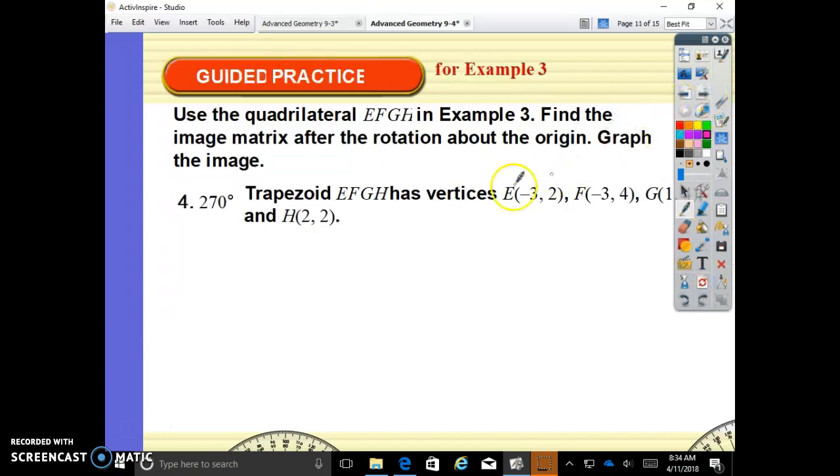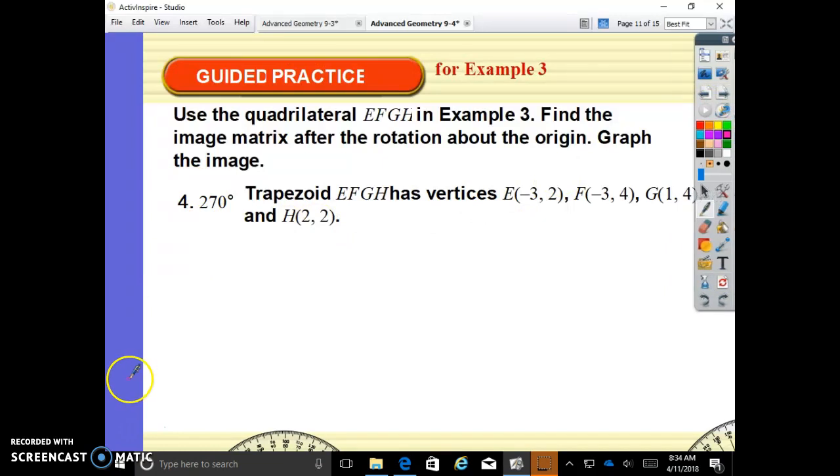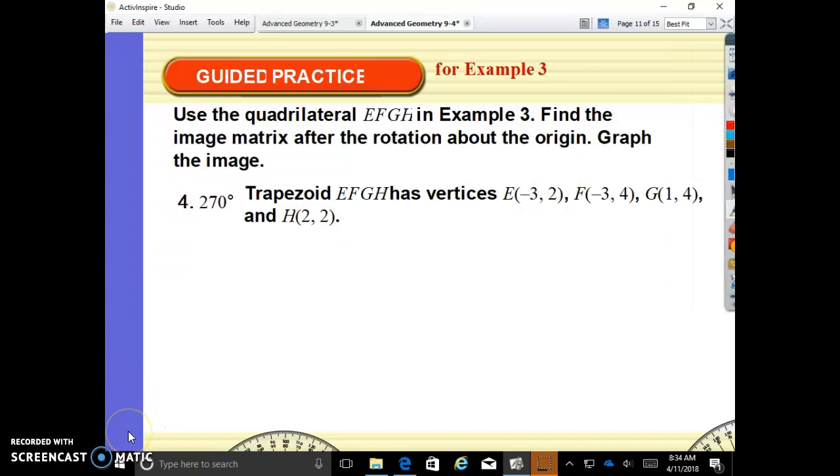I want you guys to try number 4 real quick, and then we will go over it. So pause your video. Welcome back. We are actually running out of time, so we're going to finish this one problem, and then you guys can watch part 2 of lesson 9.4 to get the rest of the lesson.